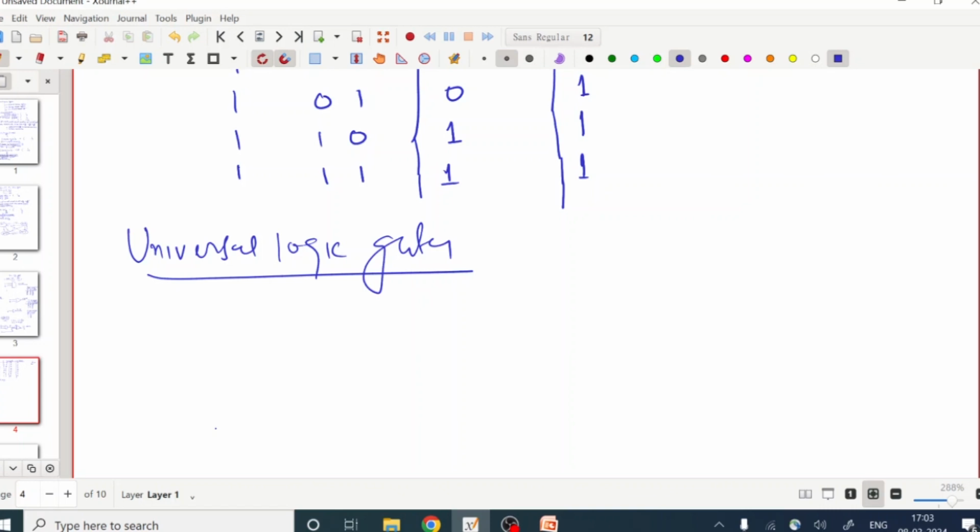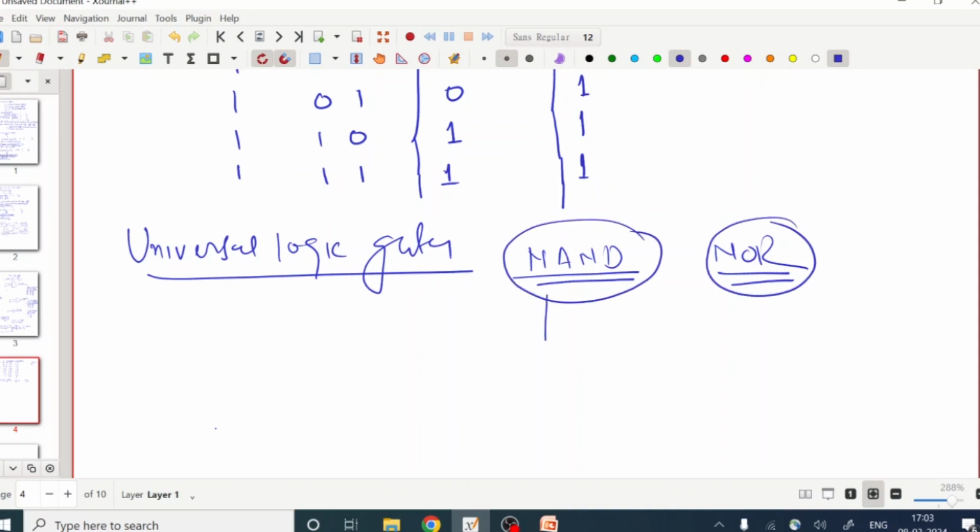Universal logic gates are generally NAND and NOR. NAND and NOR are known as universal logic gates. Why? Because we know that for designing any circuit we use basic logic gates.